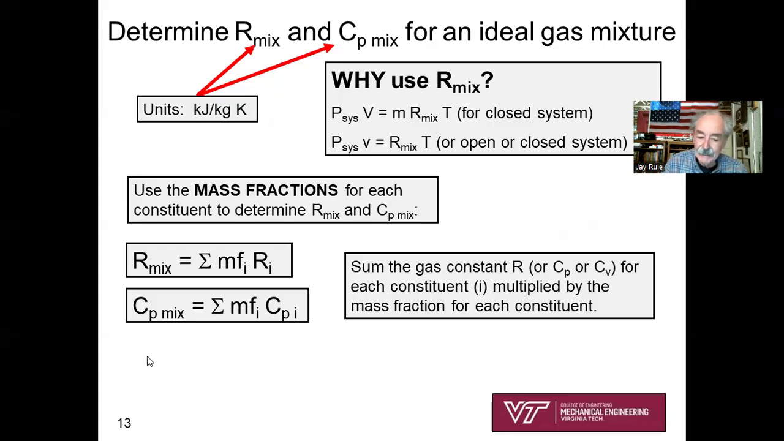Same idea for CP of the mixture. If you're looking for CP of the mixture, you simply sum up the mass fraction of each constituent times CP of each constituent that you have looked up in your basic tables. I hope you get the idea. That's why it's so convenient, once you understand the problem statement, to move quickly to determining R of the mixture and/or CP of the mixture, depending on the specific problem you have.